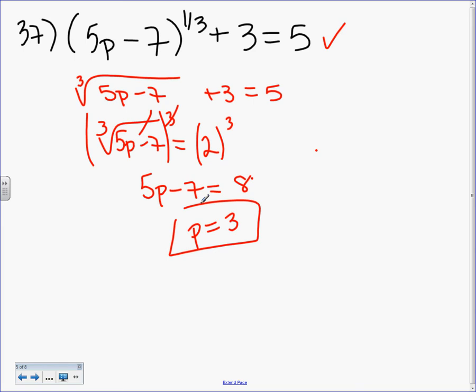If you plugged into the one where you changed it to a root, would that still work? It would still work. Yep, either way. Anybody confused? Okay, great.